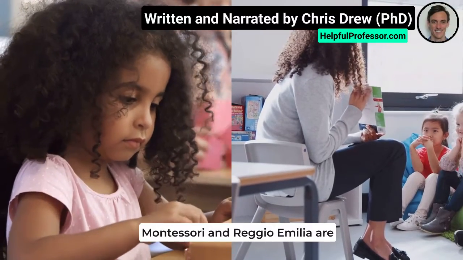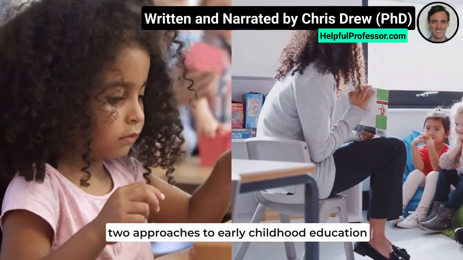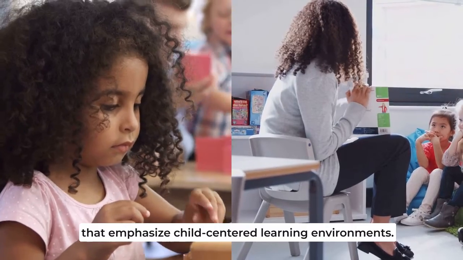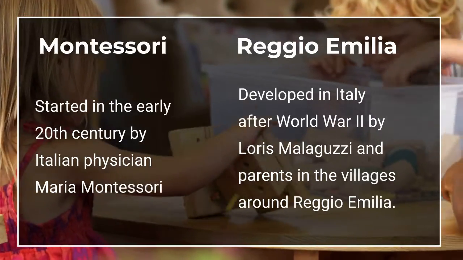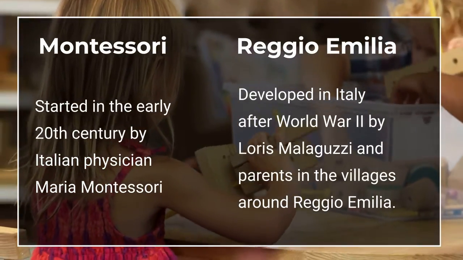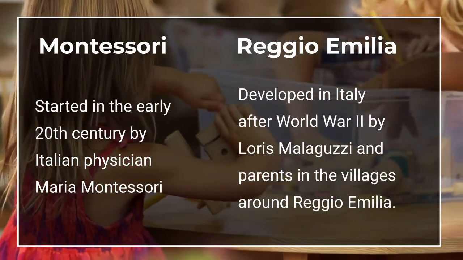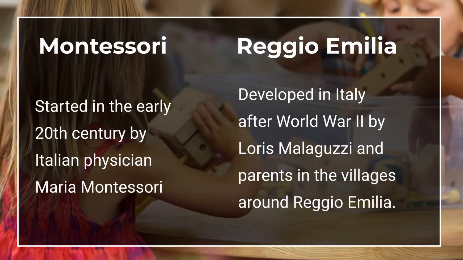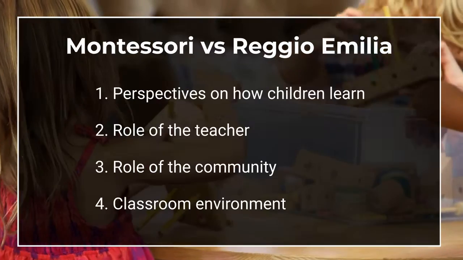Montessori and Reggio Emilia are two approaches to early childhood education that emphasize child-centered learning environments. Often, my teaching students struggle to determine the difference between the two, so in this video, we'll explore the differences to clarify our understanding of two of the foundational educational philosophies for early childhood education.